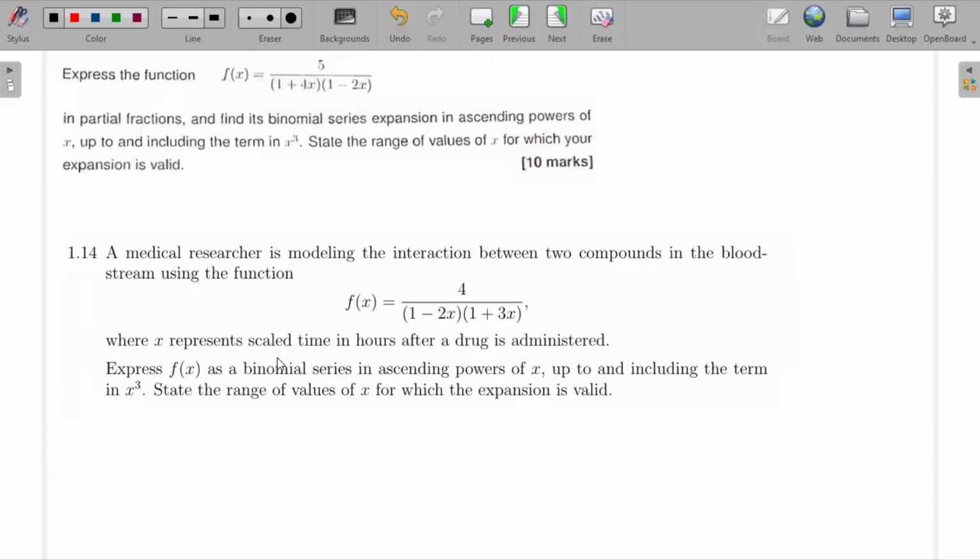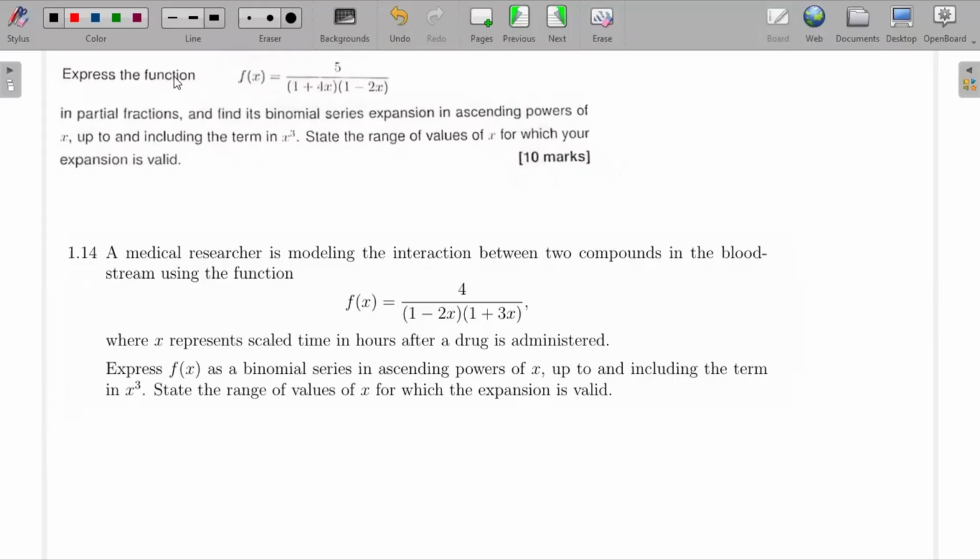All right, so welcome to this video. In this video, we are going to see how we can decompose an expression into its partial fractions, and then afterwards, how we can expand that expression using binomial series in ascending powers of x. So I have two questions here. I'm going to solve one, and then the other one is going to be your practice question.